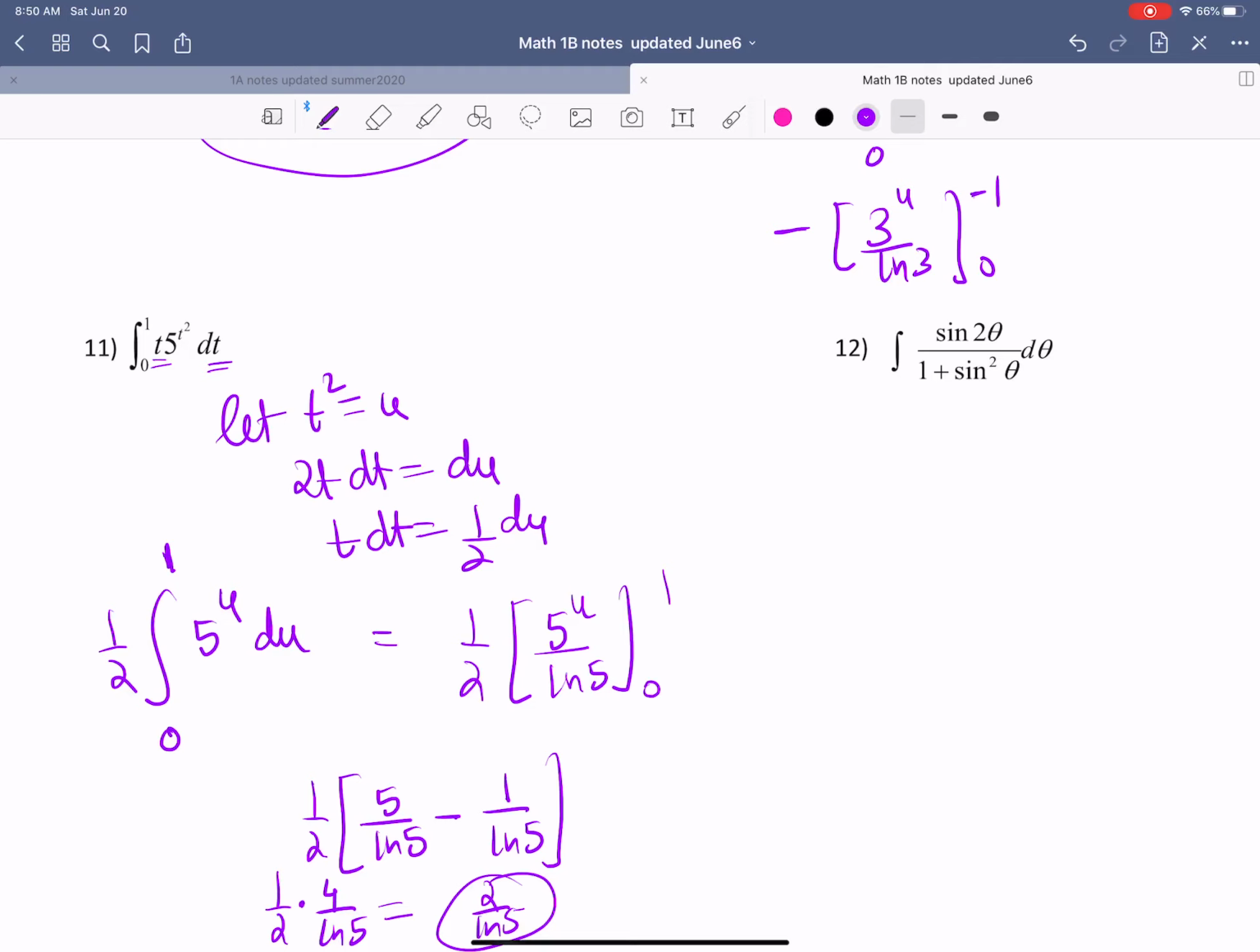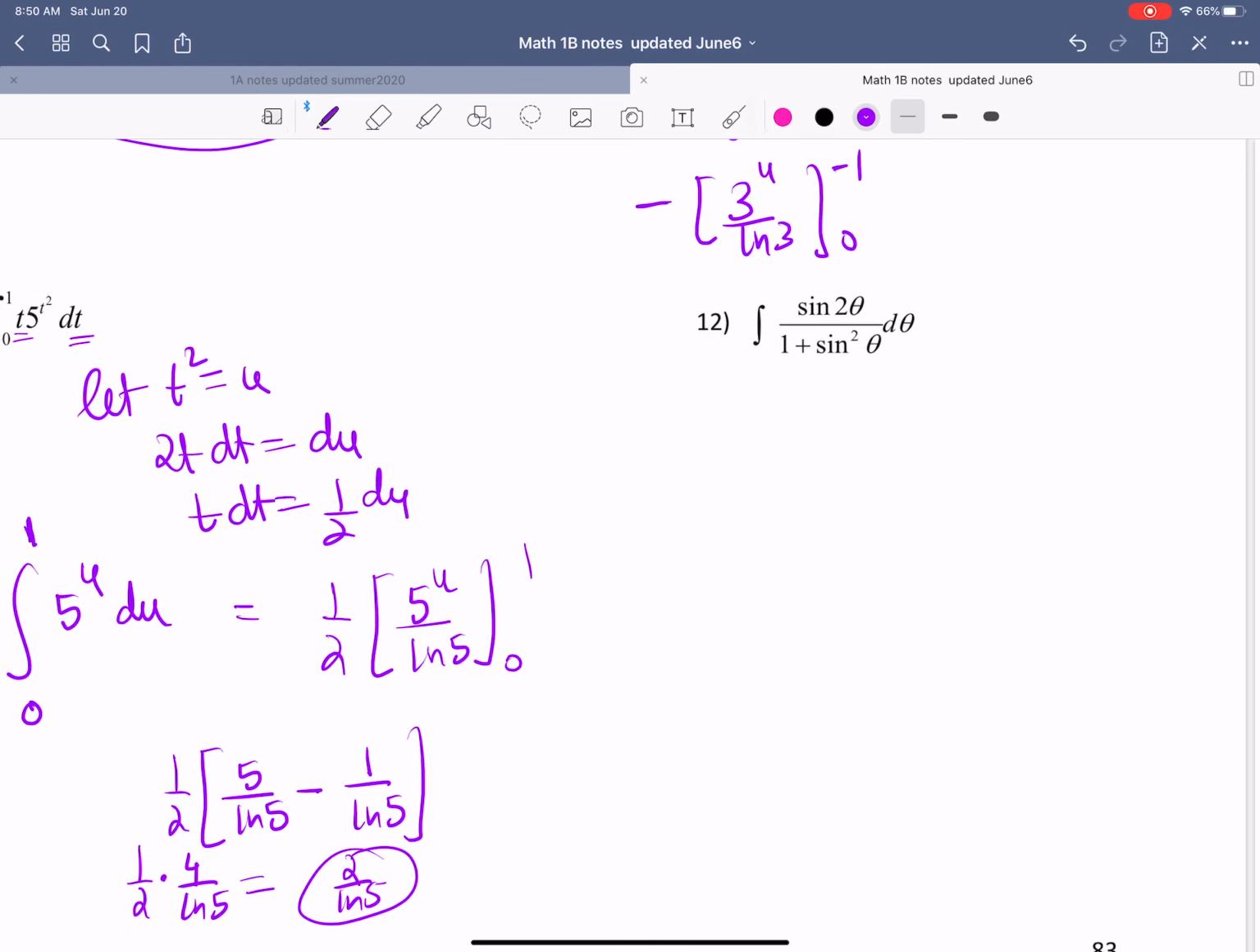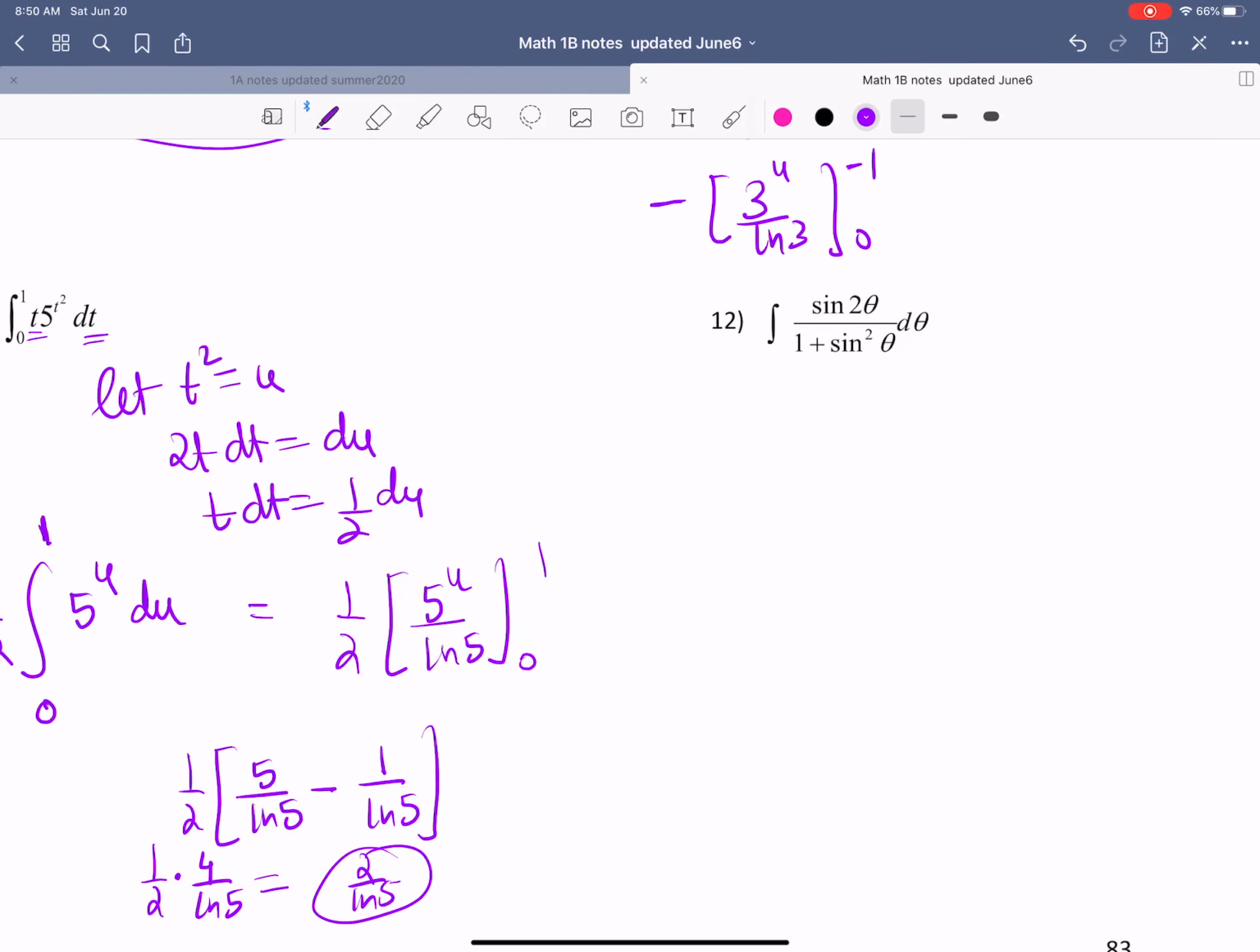Okay, the next one involves a trig function. How can we handle this problem? This one involves trig: sine 2 theta over 1 plus sine squared theta d theta. All right, let's see. Let's go ahead and use an identity on the top first. Sine 2 theta is 2 sine theta cosine theta. That's a double angle formula. You should remember that from trig.